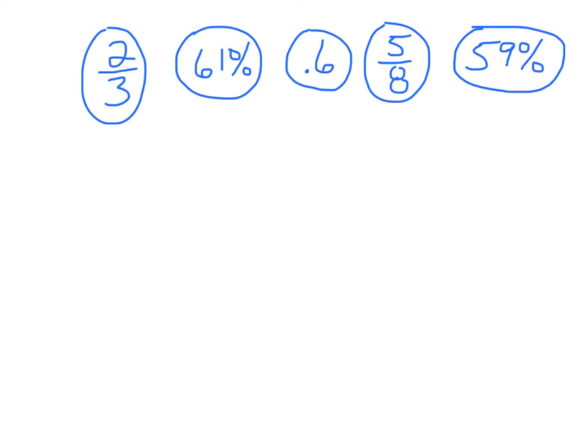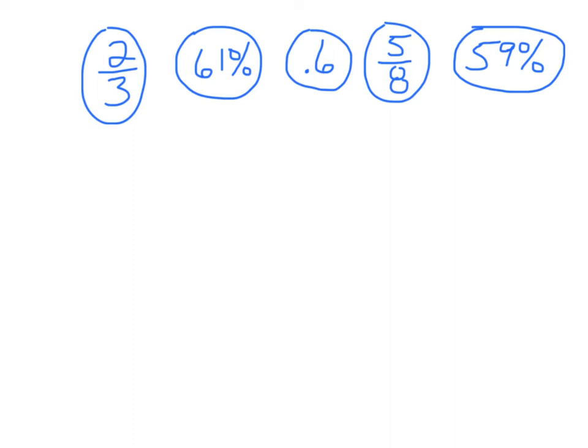Once you've mastered changing from fractions to decimals to percents, the only other thing I'd like to talk about in this video is putting fractions, decimals, and percents in order from least to greatest. So here I have 5 different numbers, some in fractions, some decimals, some percents. And once again, I'd like you to pause this and put these in order, please, from least to greatest.